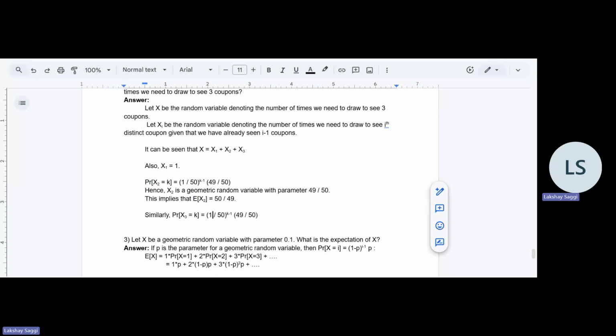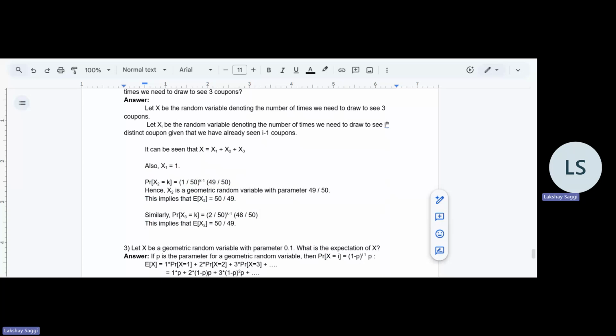Here we can have any of the two coupons which we have already seen, and they will be in the failure case. So here it will be 2 by 50. And now there are 48 new coupons which we can see, so this will be 48 by 50. So x3 is a geometric random variable with parameter 48 by 50. What this implies is the expectation of x3 is nothing but 50 divided by 48. Now x1 is actually equal to 1, so the expectation of x1 is also equal to 1. If something is 1, then its expectation over any probability is also 1, right?